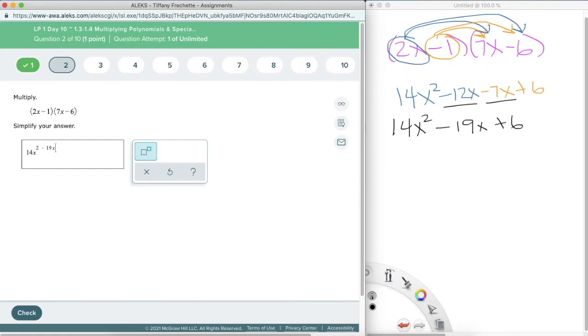Plus 6. Whoopsie! That shouldn't be up there. Let's see, can I highlight it? I can. I'm going to copy it and drop it down and paste. I just didn't want to have to retype it, but we definitely didn't want it up there in the exponent.